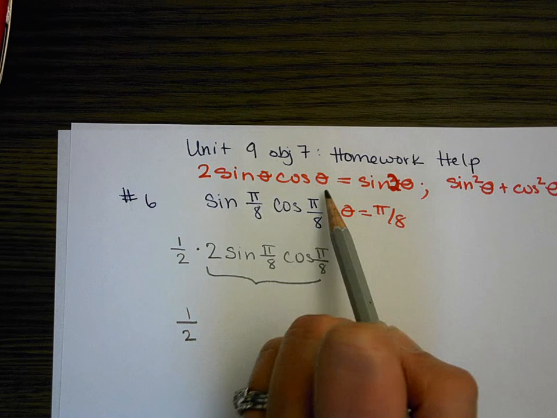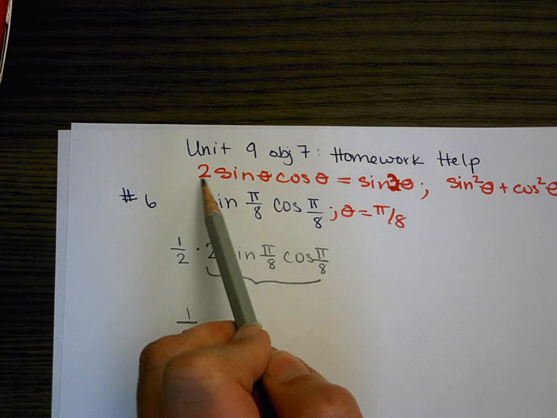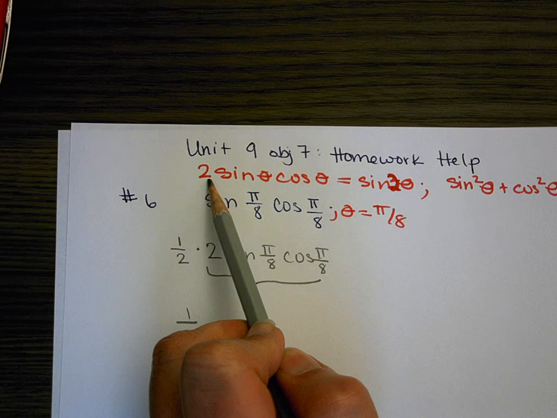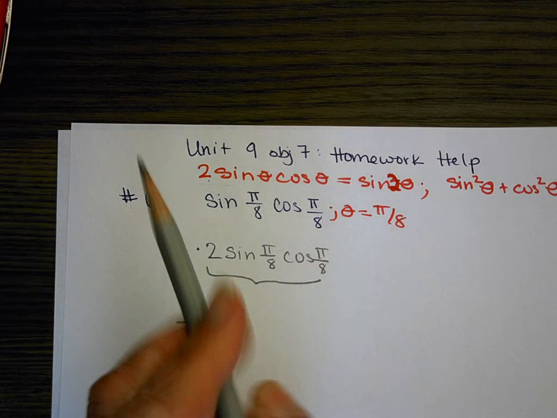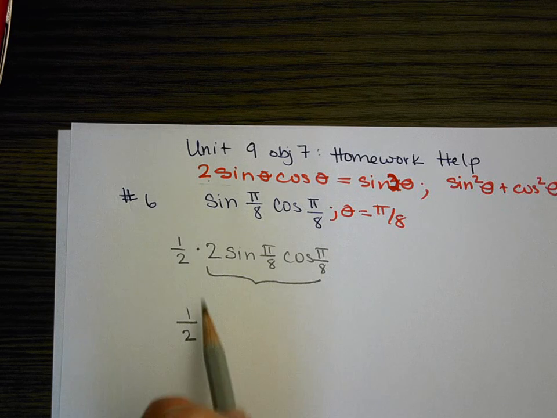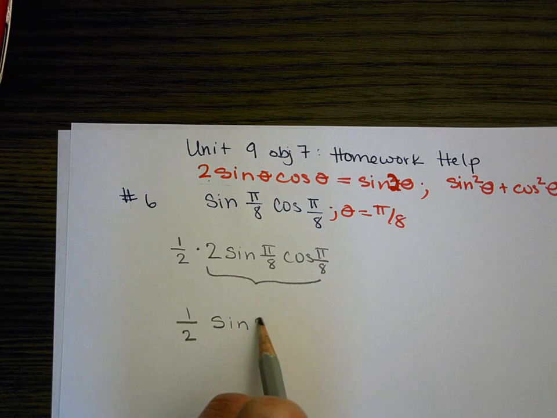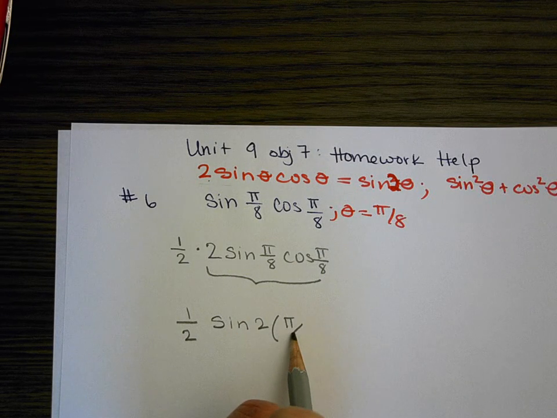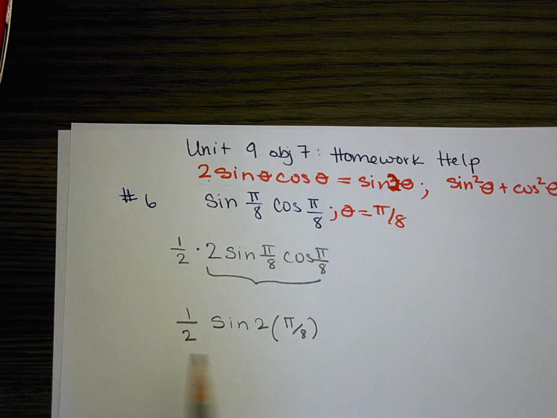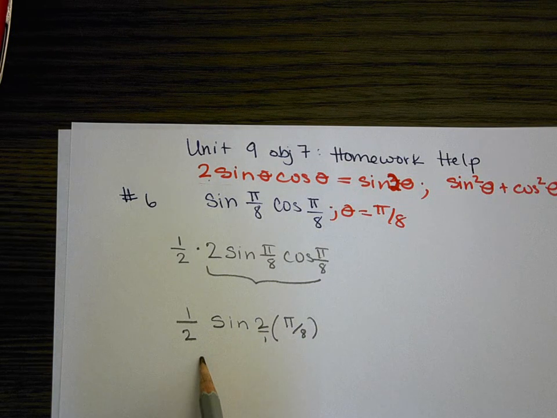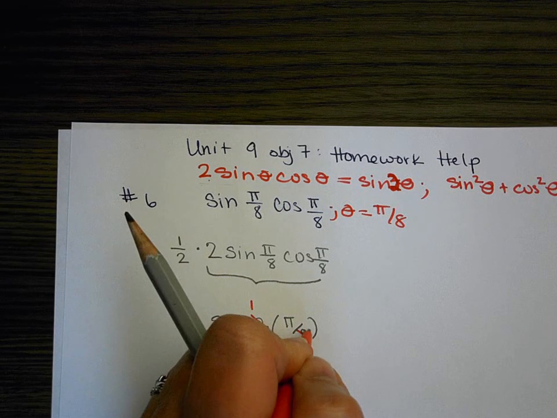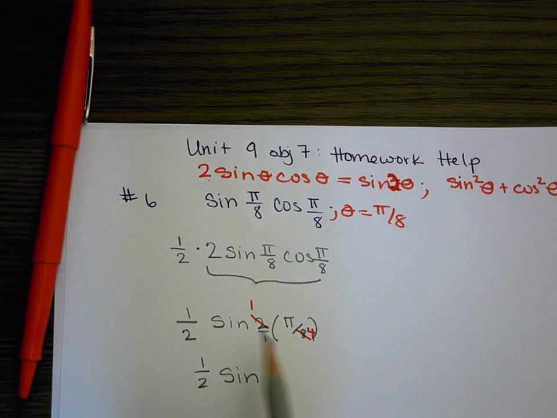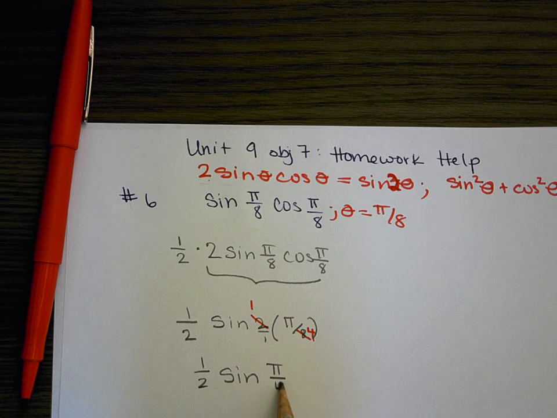Because these are equal to each other. So if I have a product of sine and cosine that's being doubled, I can replace all 3 of those things with sine of 2 times theta. So all of that is going to be replaced with sine of 2 times theta, which is pi over 8, and I'm going to put that over 1. So 2 goes into 2 once and into 8 4 times. So I would just have 1 times pi over 4, or pi over 4.